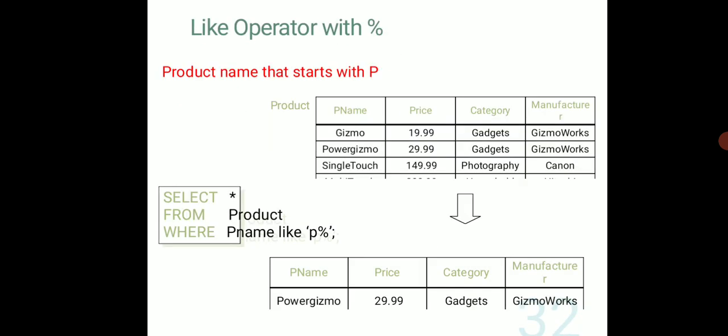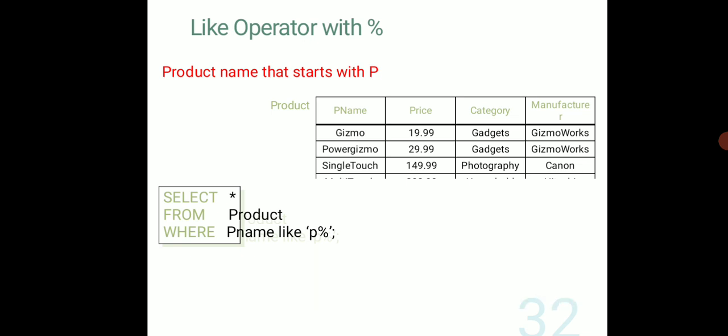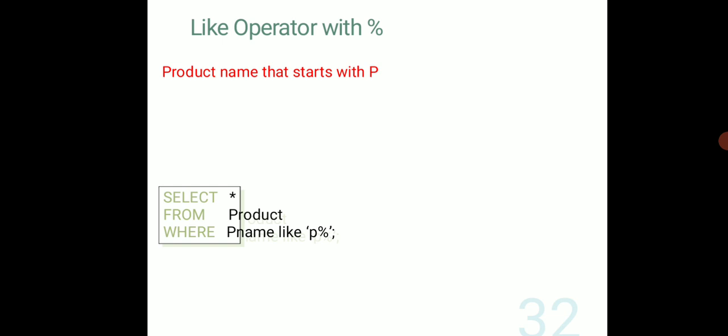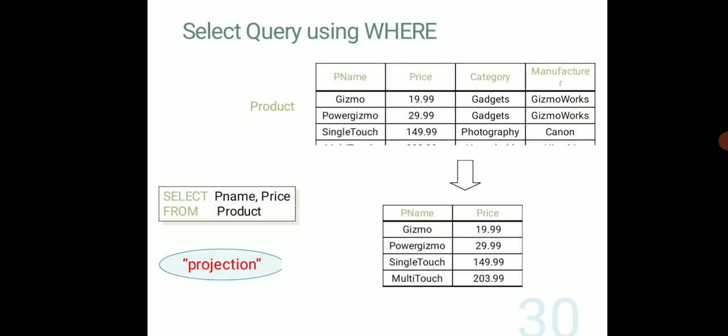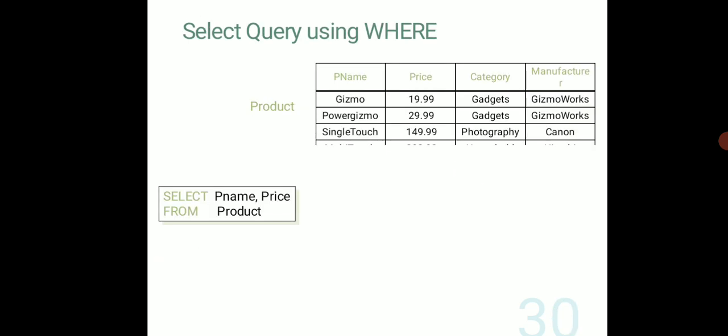So like operator we have seen, percentage we have seen. This is very important. If you are giving P percentage, it means the first letter should start with P. So based on that, the field will be displayed, right? So like operator is very important. And then this like operator, we also have underscore. So percentage is one like operator, another like operator is underscore. That is also very important.